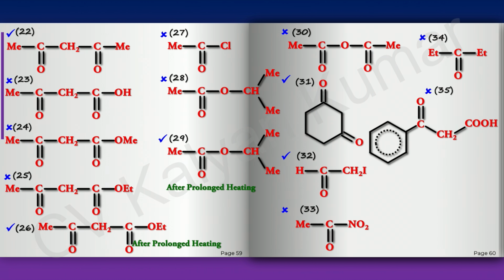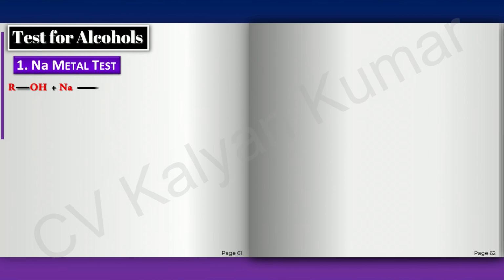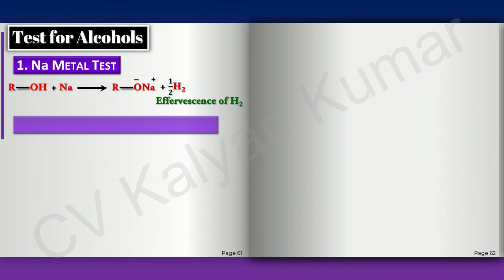And now, let's quickly go for the test of alcohols. First, is the sodium metal test. We've already done this. So, this will confirm the presence of an acidic H, however weak it may be. You will get effervescence of H2 gas. Then there is a ceric ammonium nitrate test. This is a very important test. It will confirm the presence of an alcohol.